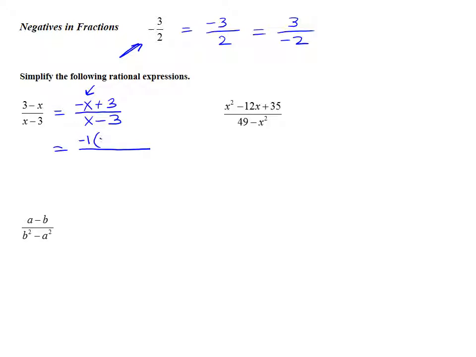Negative x divided by negative 1 is x. Positive 3 divided by negative 1 is negative 3. The denominator is still x minus 3. And what we now can see is that there's an x minus 3 that's a common factor in both the numerator and denominator. And as such, we can cancel it out.